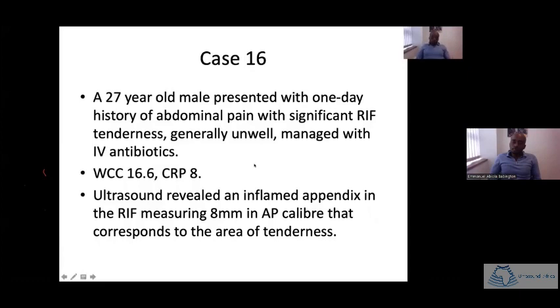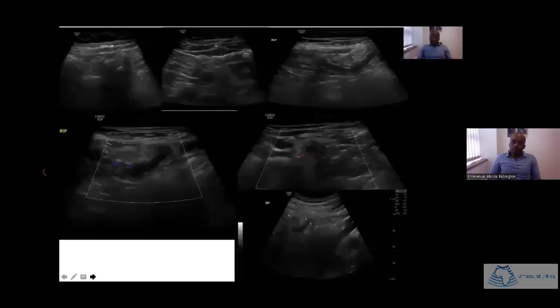So case 16. A 27-year-old male presented with a 1-day history of abdominal pain and significant right iliac fossa tenderness. The patient was generally doing well, and was managed with antibiotics. WCC was raised, but CRP was normal. The patient was sent for ultrasound, query appendicitis. Ultrasound showed an inflamed appendix in the right iliac fossa measuring 8 millimeters in AP caliber, which corresponds to the area of tenderness.